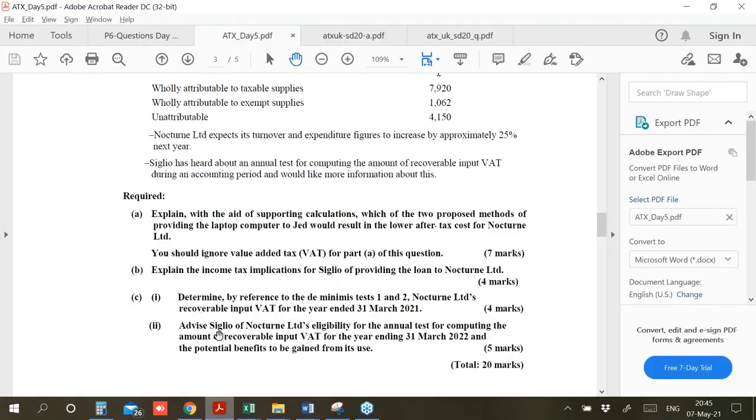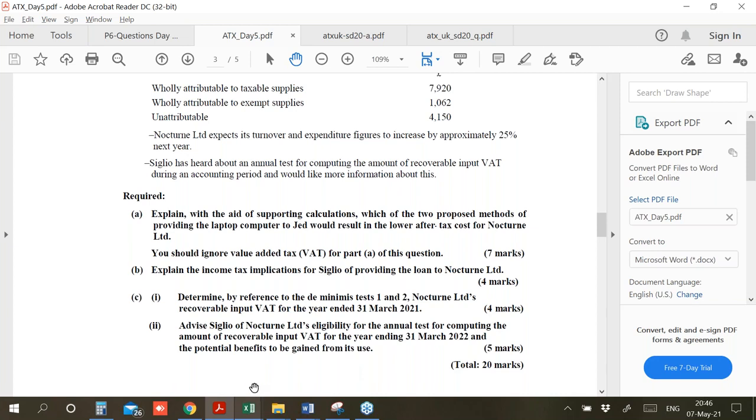Now, what about the annual test? These tests that I have told you, you have to conduct before every quarter, or if you are in a monthly arrangement with HMRC, then every month. The annual test is such a test that, if you qualify for it, you do not have to conduct the test every quarter, and rather you just have to conduct the test once a year. And if you pass the test, till next year you can claim your complete input VAT. So that is the advantage of the annual test.